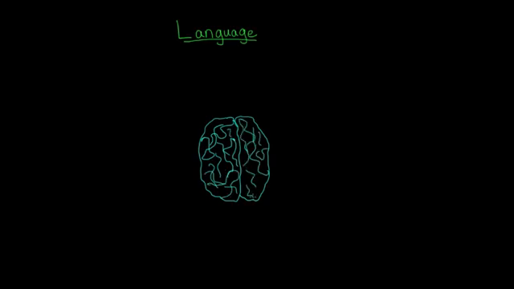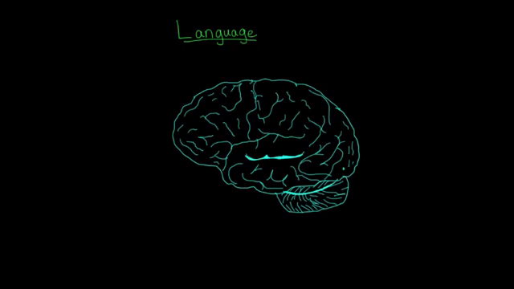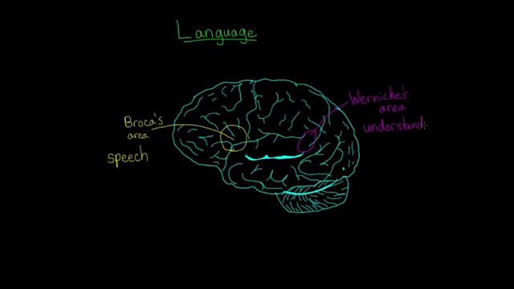For about 90% of right-handed people, language functions are centralized in the left hemisphere of the brain. Lefties and ambidextrous folks are somewhat more likely to have language centralized in the right hemisphere, but still about 70% of them will have language centralized in the left hemisphere. Within whichever hemisphere is dominant, the two main areas associated with language are Broca's area, which helps us speak, and Wernicke's area, which helps us understand language.